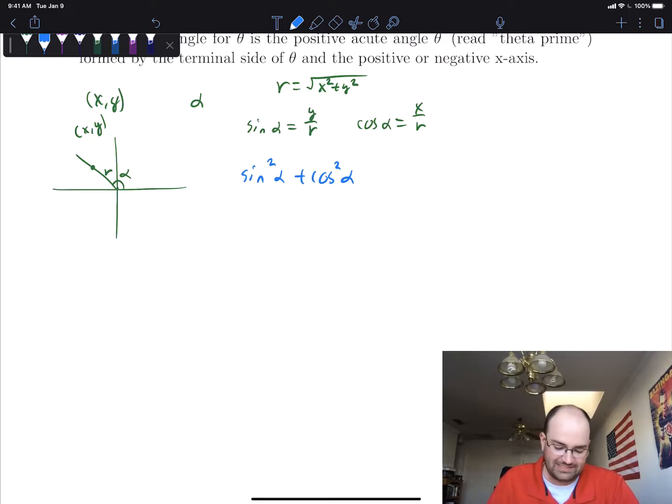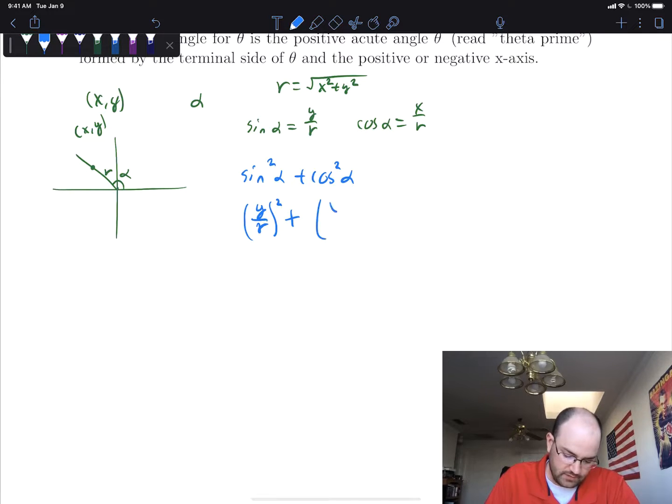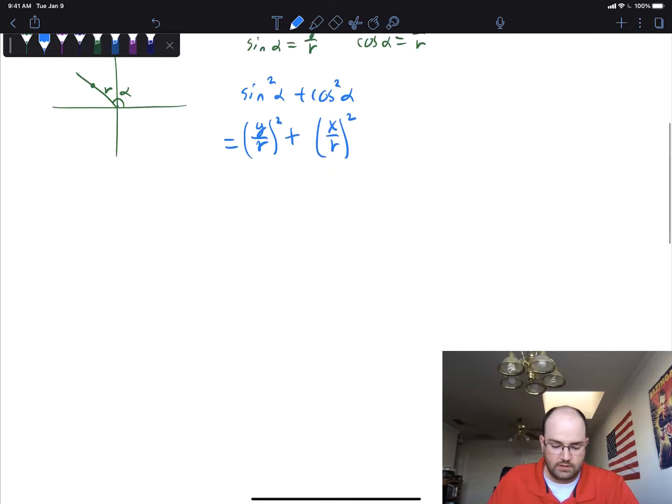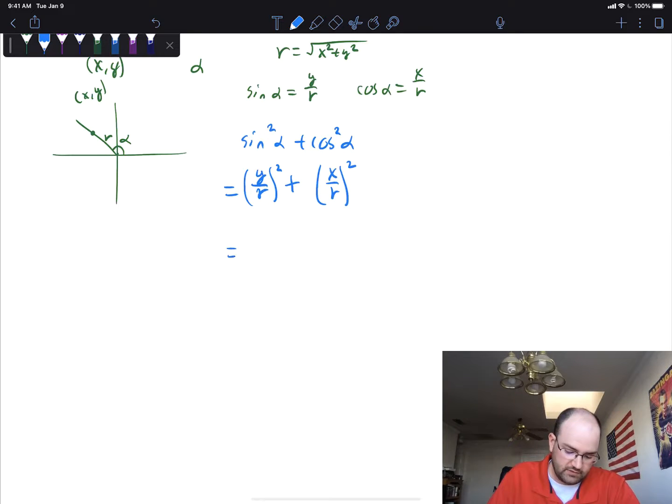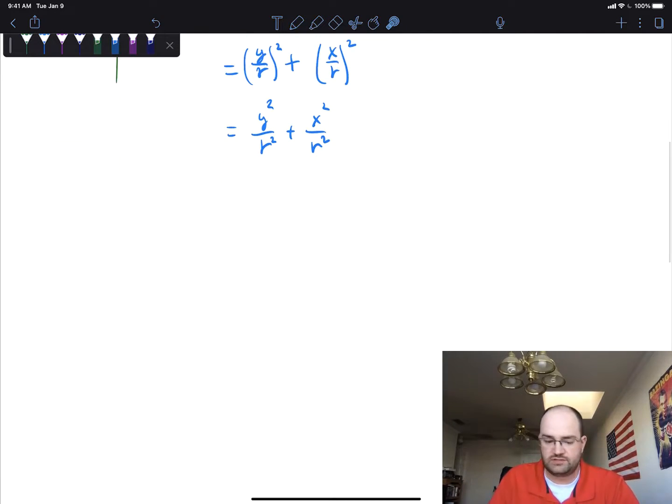So we're going to replace sine squared alpha with (y over r) squared, and cosine squared alpha would be (x over r) squared. Now, square everything in here. That gives me y squared over r squared plus x squared over r squared. And r is the square root of the sum of the squares, so r squared would just be the sum of the squares. It's the Pythagorean theorem, basically.